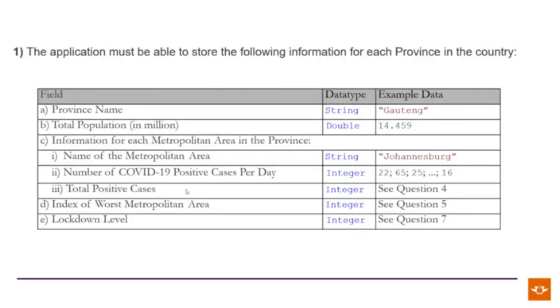Okay, so we have province name, total for the population in millions. We have information for each metropolitan area: the name, the number of COVID cases per day, which is an array, of course. And then total positive cases, index of the worst metropolitan area, and lockdown. Can everyone see that there's two record structures here? You guys comfortable that there's two record structures inside this question?